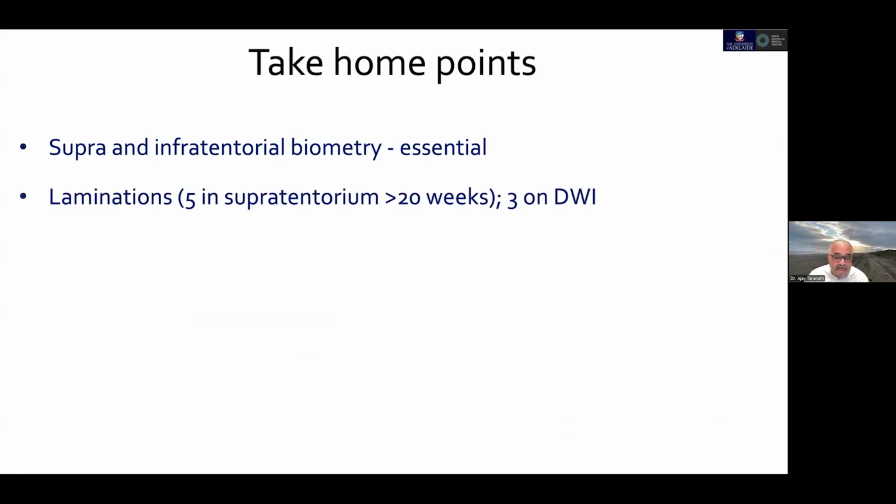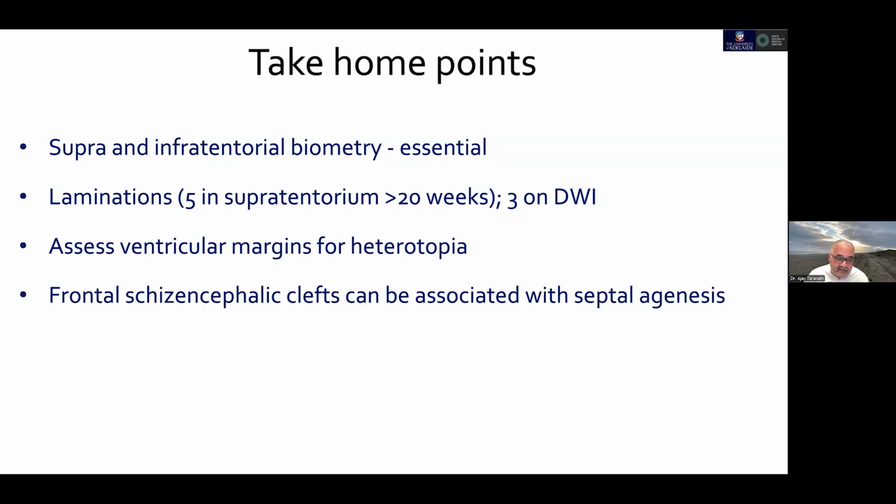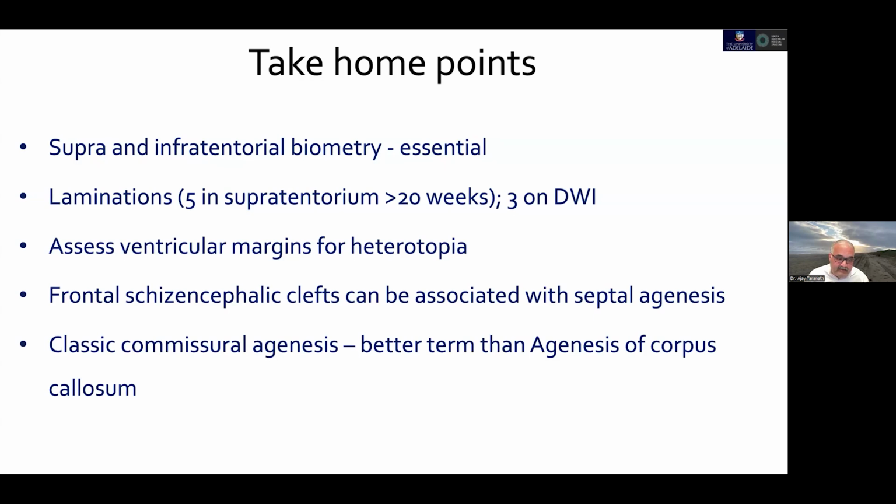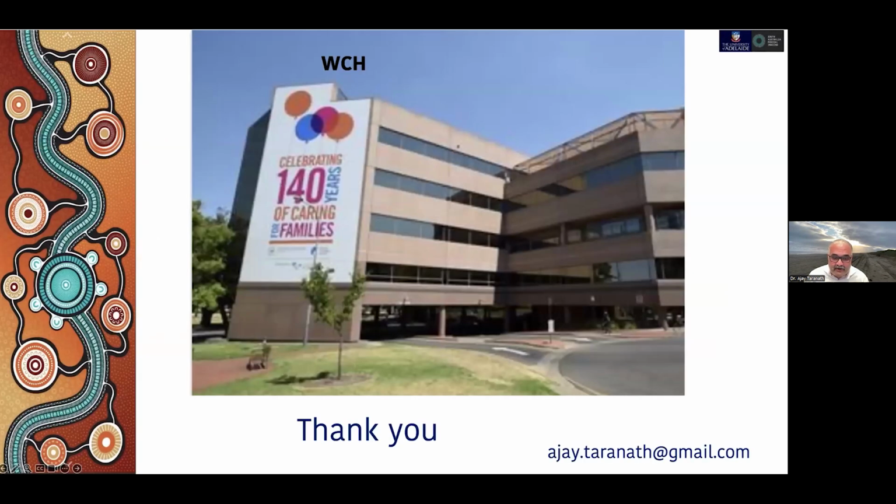So the take-home points: it is important to have a good hold on the biometry. Laminations have to be checked, 5 in the supratentorium over 20 weeks at least, and all 3 on the diffusion-weighted imaging. Assess the ventricular margins for heterotopia. Schizencephalic clefts in the frontal regions can be associated with septal agenesis. And my favorite, classic commissural agenesis is a better term than agenesis of the corpus callosum. With that, I thank you for your attention, and I'll be hanging around for a while to take any questions.